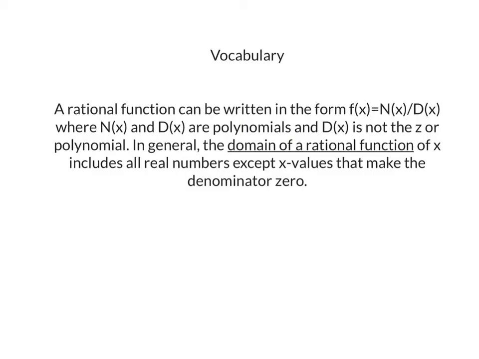It says a rational function can be written in the form f of x equals n of x divided by d of x, where n of x and d of x are polynomials, and d of x is not the zero polynomial. Sorry, I think I made a typo. It's supposed to say not the zero.